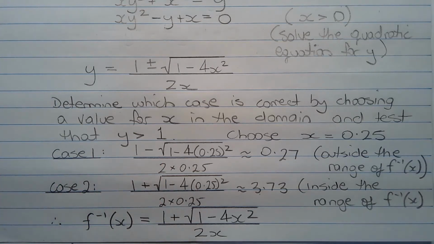In testing case 2, 1 plus the square root of 1 minus 4 times 0.25 squared, over 2 times 0.25 gives us a value that's around 3.73, which is inside the range of inverse f of x. So therefore, inverse f of x is equal to 1 plus the square root of 1 minus 4x squared, over 2x.